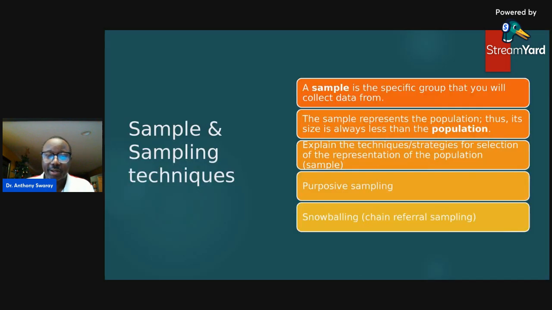So from population, the next heading will be your sample and sampling techniques. You're going to talk about what sample is. Sample is the specific group that you will collect data from. All right. So the sample comes from the population. The sample represents the population. Thus, its size is always less than the entire population. So the population is like the big chunk of it, and the sample is a little portion from that.